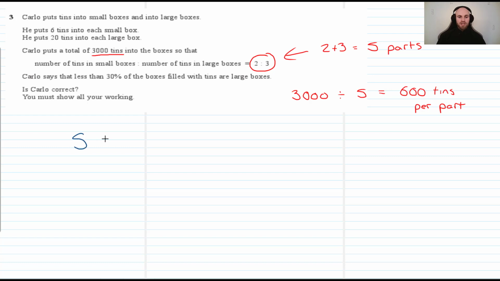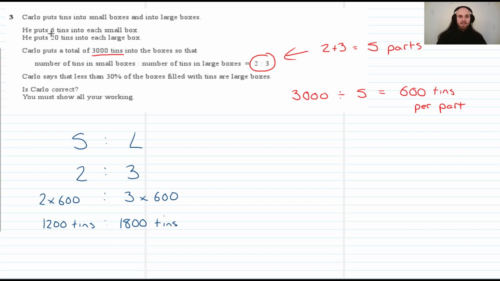So we're going to use this ratio again of 2 small to 3 large to try and find out how many tins are in the small boxes, how many tins are in the large boxes. So we have 2 times 600 tins in the small, 3 times 600 tins in the large, to give us 1,200 tins in the small boxes and 1,800 tins in the large boxes.